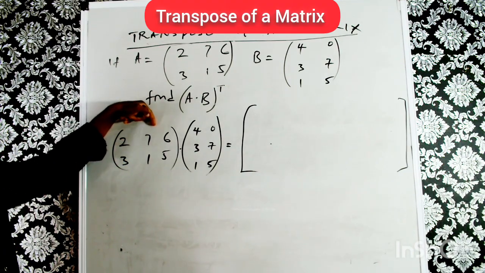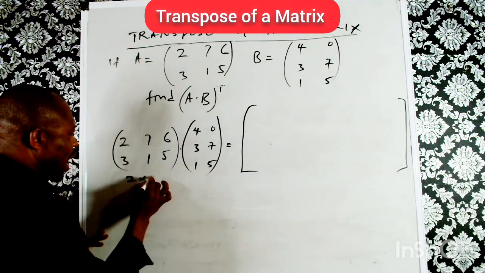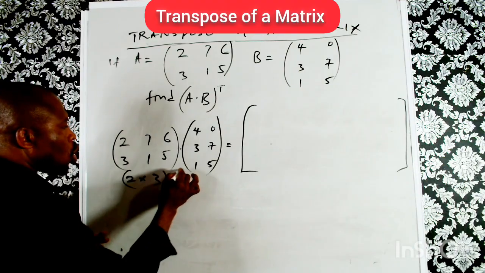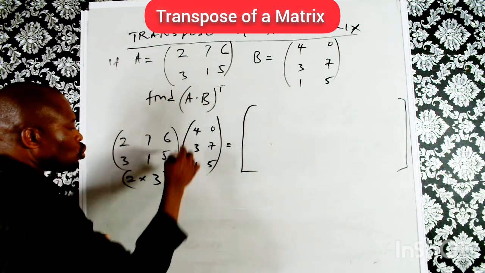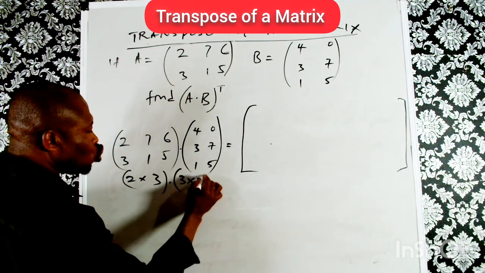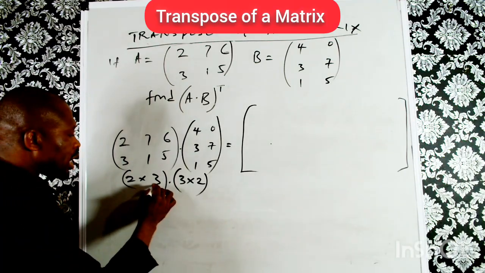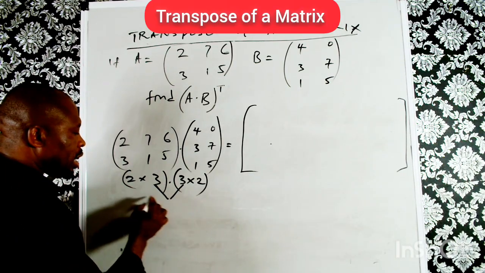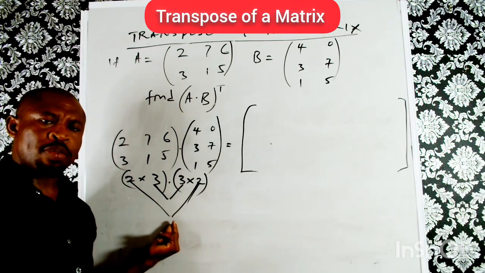Column 1, column 2, column 3. That means this one is a 2 by 3 matrix, multiplying row 1, row 2, row 3, column 1, column 2. That means a 3 by 2 matrix. Remember the rule? The rule says, of course, when you multiply this and this, the product will give you a 2 by 2 matrix.